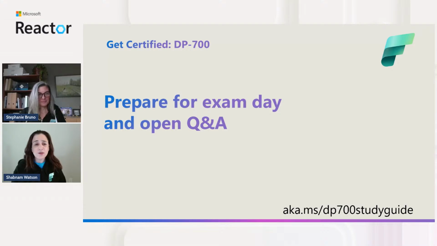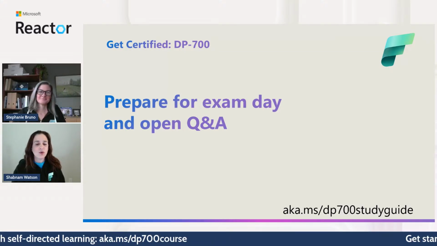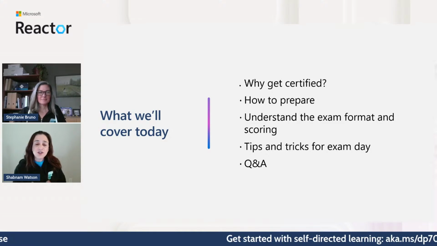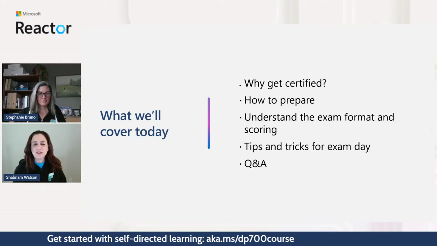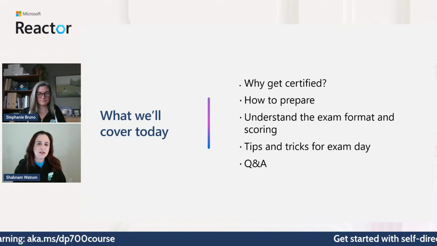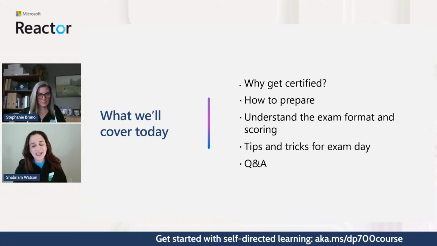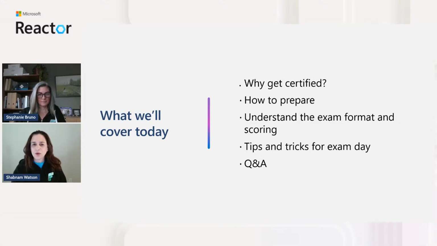And so with that, we're going to start talking about preparing for the exam day, and then at the end of it, we're going to open the Q&A. We're going to talk about why we need to get certified in general, not just for Microsoft Fabric or DP-700, but just in general, what's the value of certification? So we're going to have a conversation about that. And then we're going to talk about the resources that you have to prepare for DP-700, talk about the exam scoring and some tips and tricks and resources. And then we're going to open up for Q&A at the end.